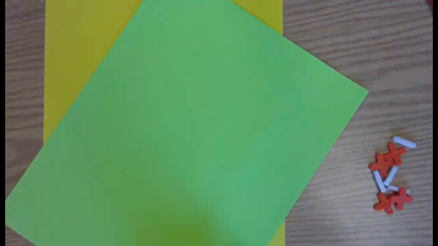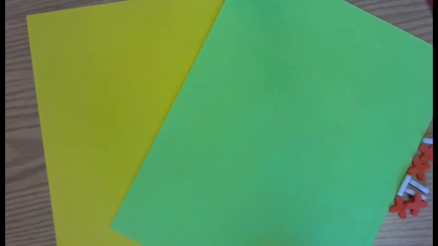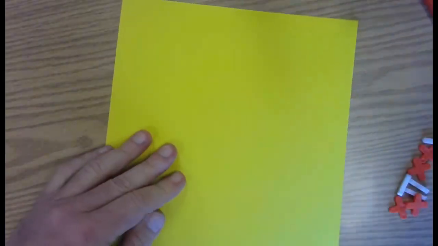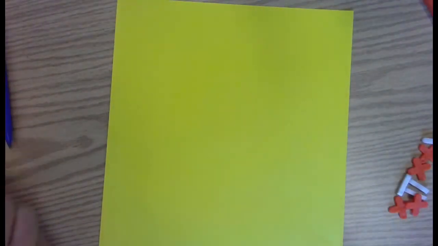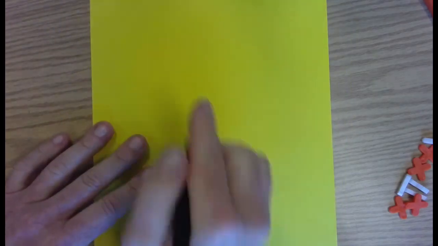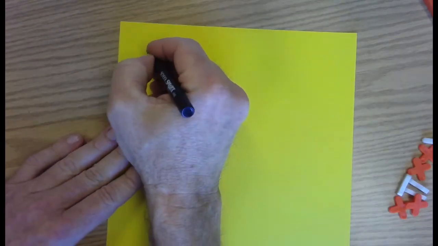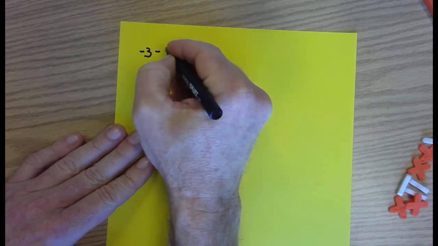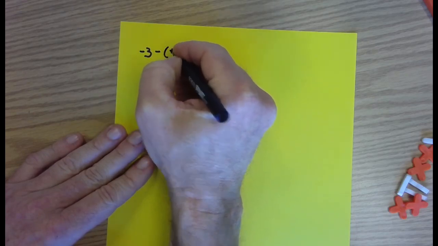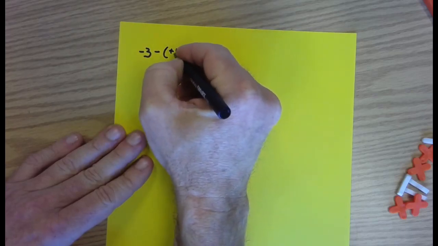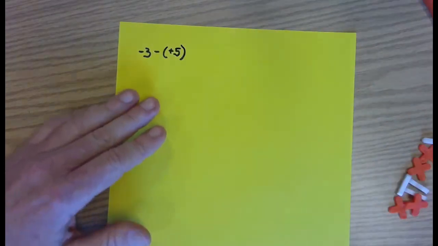So let's go to green or yellow. What should we do? Yeah, let's do yellow. Let's go. I'm going to go yellow, and I'm going to present a subtraction problem, which might seem weird. Negative 3 take away, I'm using parentheses just to show you what's happening here. Negative 3 take away positive 5.